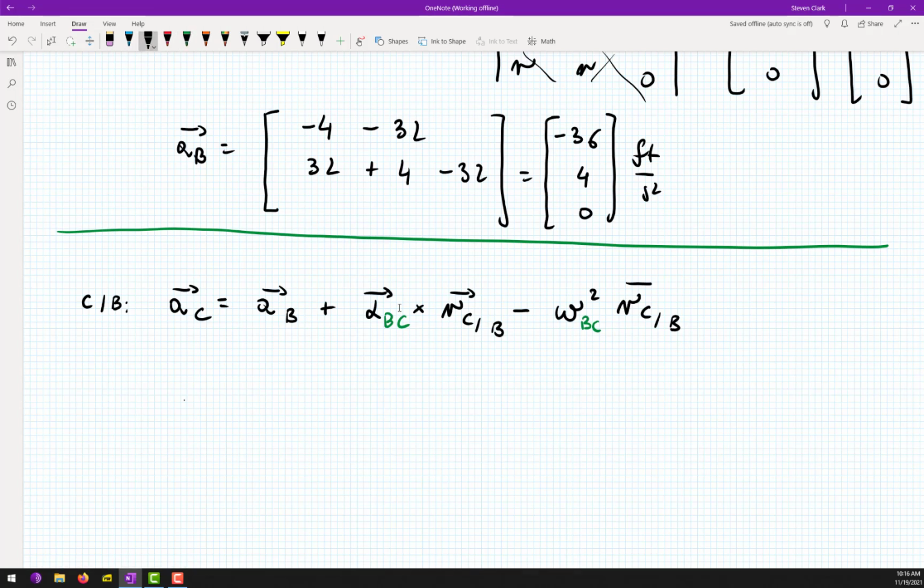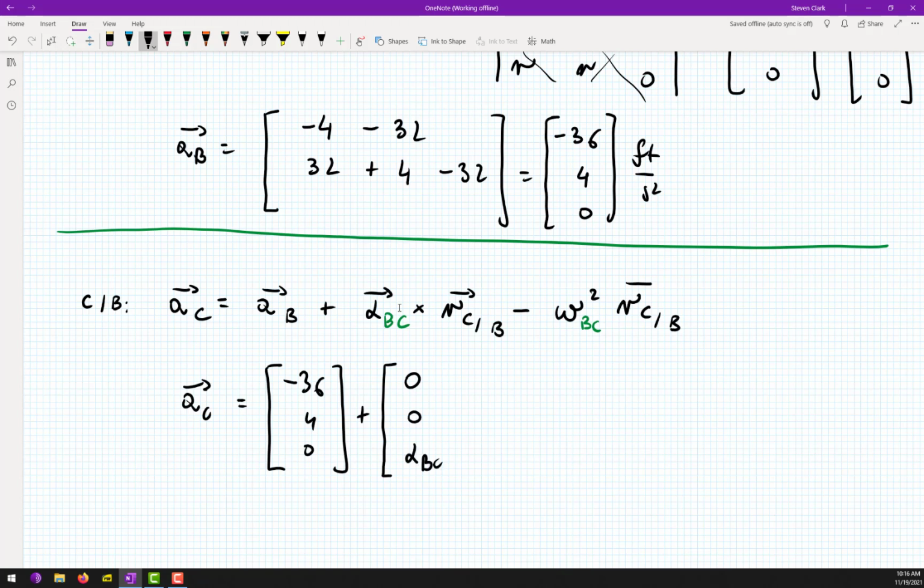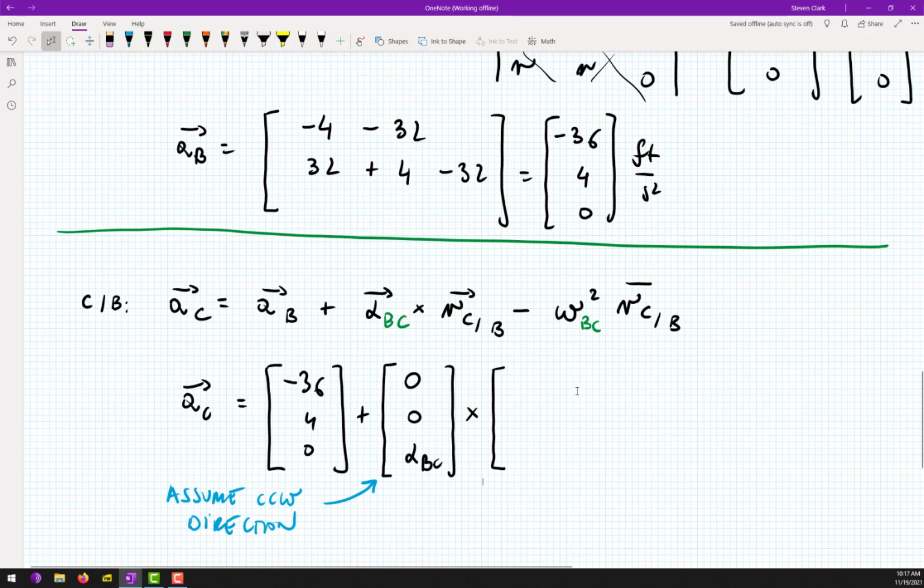Okay, so we will have AC equal to minus 36, 40, plus omega of this body, which is unknown, but let's assume this is the positive direction, 0, 0, alpha BC. Just assume positive direction, counterclockwise, times this vector. Again, I must scroll up the board and figure out what the components of this vector RCB are.